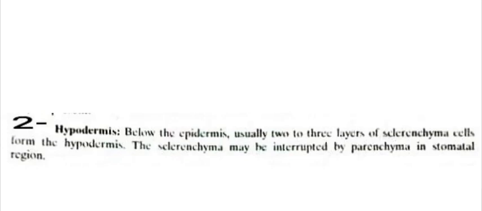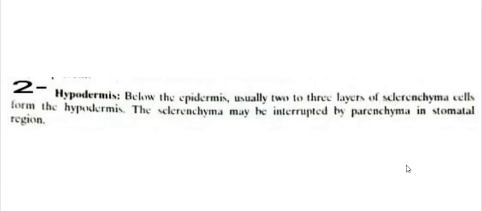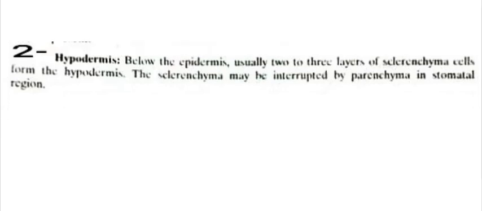The second part next to epidermis is hypodermis, which consists of 2 to 3 layers of sclerenchyma cells, and this region is called the hypodermis. Sclerenchyma may be interrupted, meaning that in between the sclerenchyma cells where stomata are present, just below these the parenchyma cells may be present which contain chloroplast, and that region is also known as the chlorenchyma.